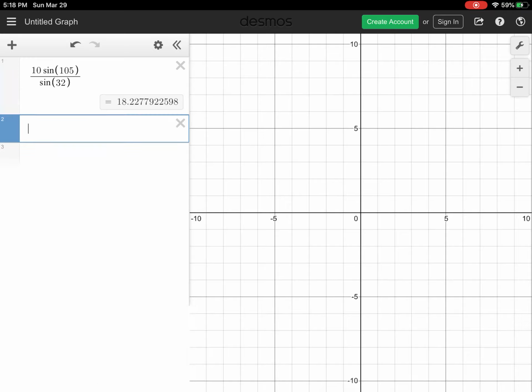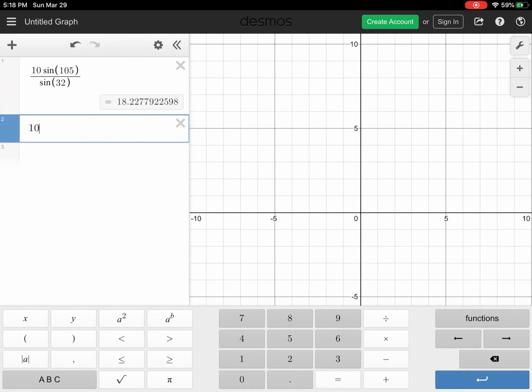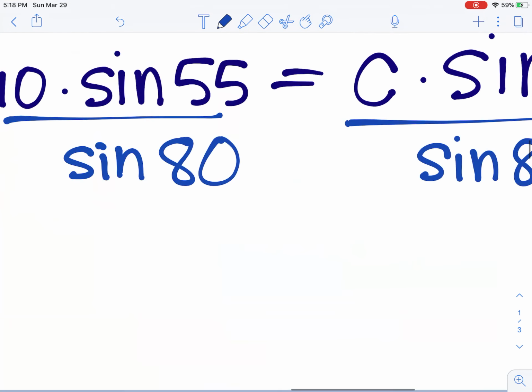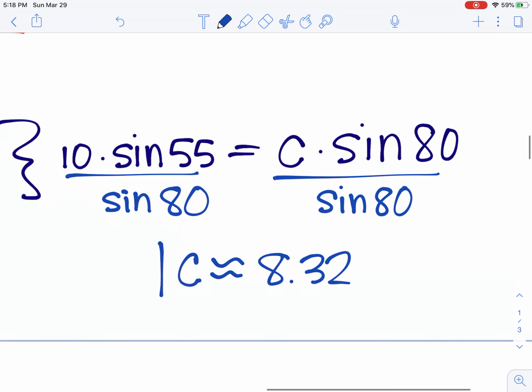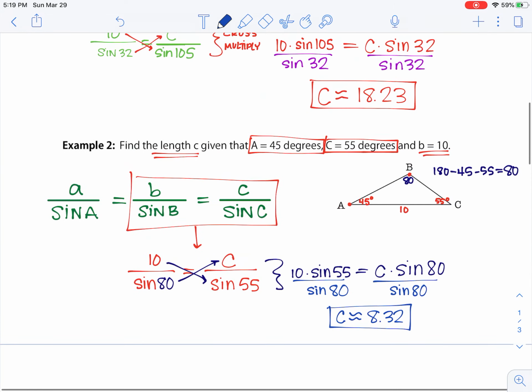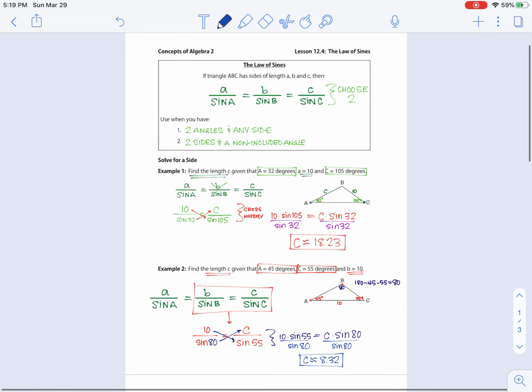So I'm going to go to my calculator. We're going to take 10 times the sine of 55, and we're going to divide it by the sine of 80. We should get 8.32. All right, so that's the scenario that deals with when you have two angles and one side, and you'll use it to find a missing side.